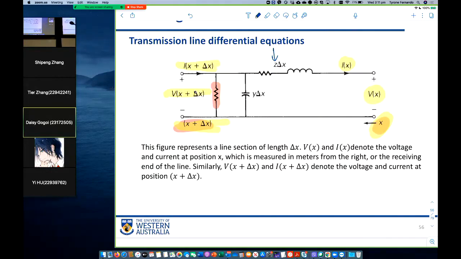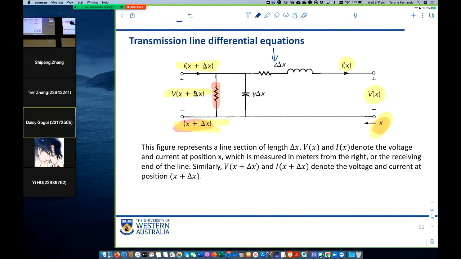Again, the shunt element is Y. Again, we need to multiply that by delta x. Why? Because we are considering a small section delta x, right? Y is actually the admittance per meter, so we need to multiply by delta x. So you can clearly see why we are multiplying by delta x.